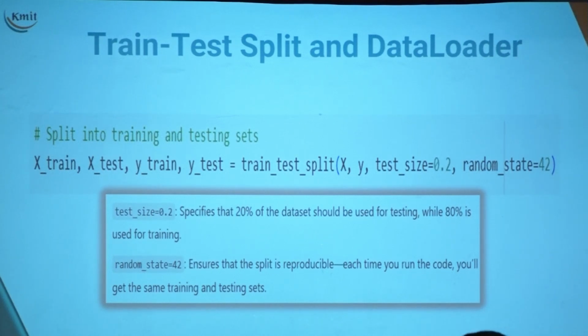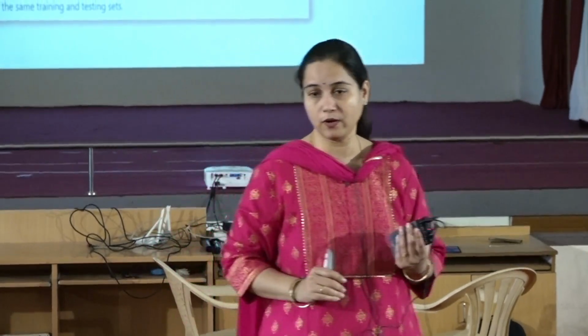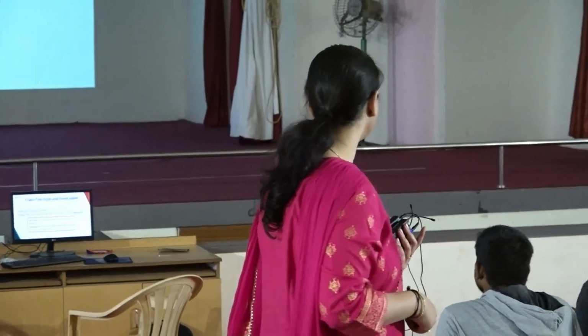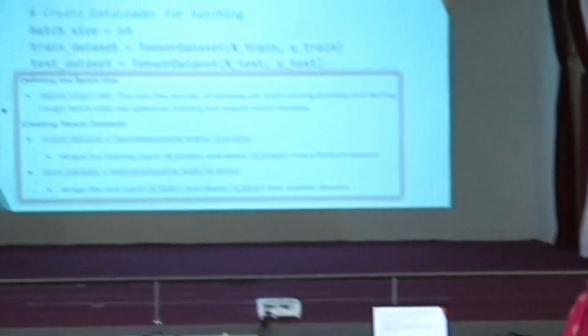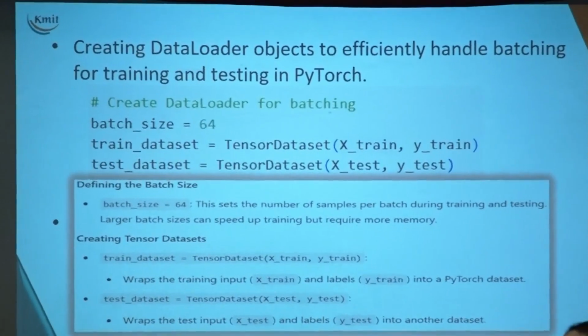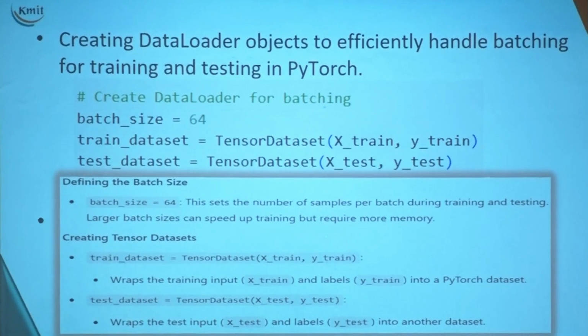80% of your data you will be using for training. What is that next one? Random state. Any idea? Reproducibility. So it's like a seed that you are giving. On every machine you will be generating the same output. Okay, so for reproducibility you will be using a random state. Here I have given it as 42. Once you are done with that, go create data loader. See, this is something new for you. Kindly pay attention. Go create a data loader object.